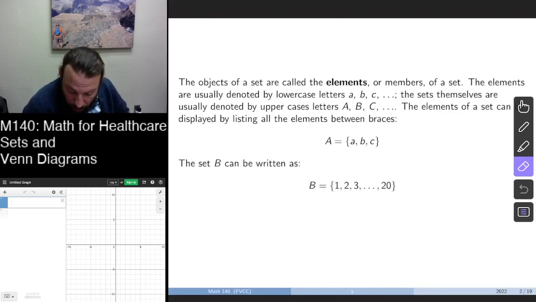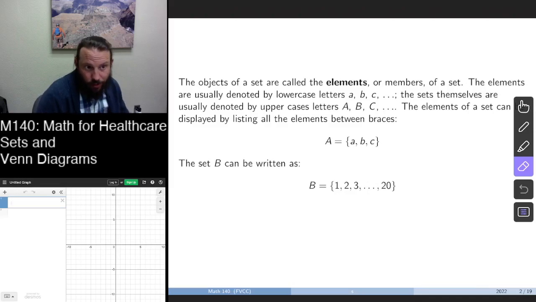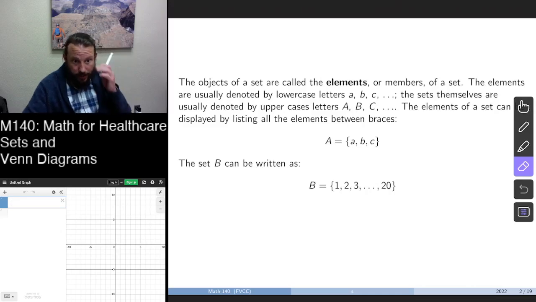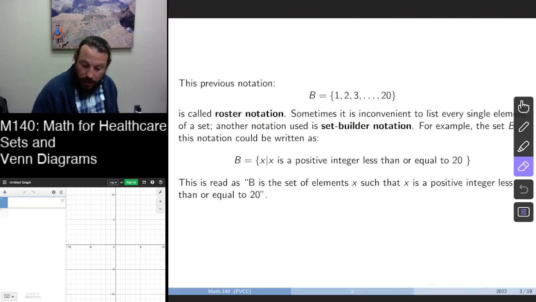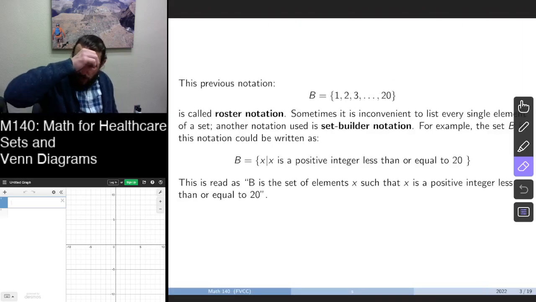Now, we could also write set B with the three-dot notation when it's clear. For instance, here B equals the set {1, 2, 3, ..., 20}, and it's supposed to be 4, 5, all the way up to 20. Hopefully we read that. That's called roster notation.